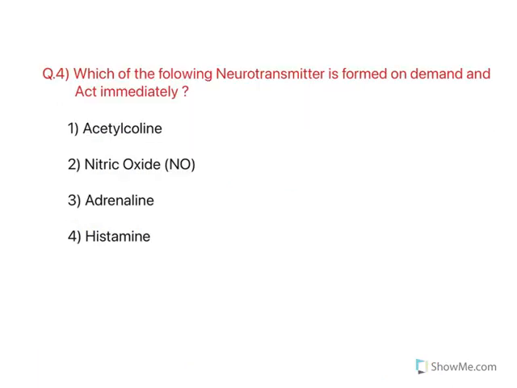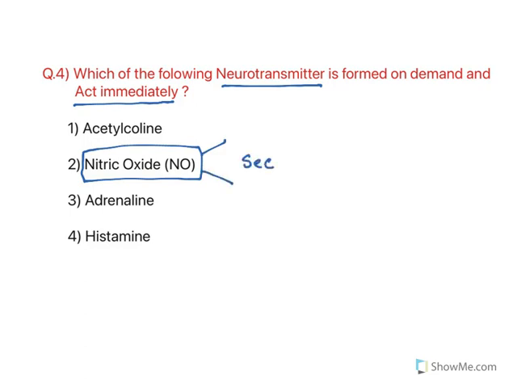Now the next one: which of the following neurotransmitters is formed on demand and acts immediately? Out of all these neurotransmitters, this one fits that requirement. It forms on demand and it acts immediately. The half-life is only seconds. This is a gas which diffuses immediately and acts on the surrounding tissue. And this neurotransmitter is formed by an enzyme called nitric oxide synthase.